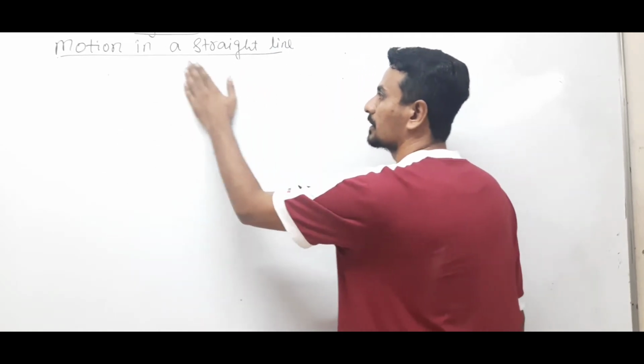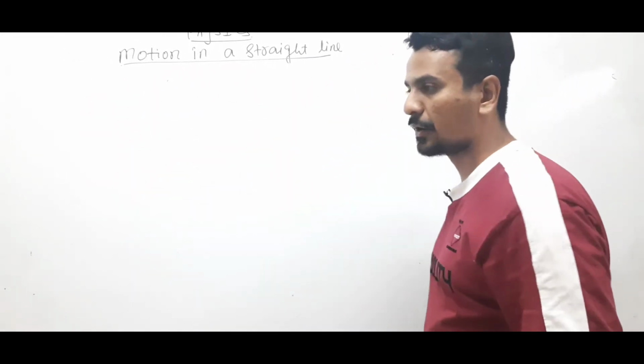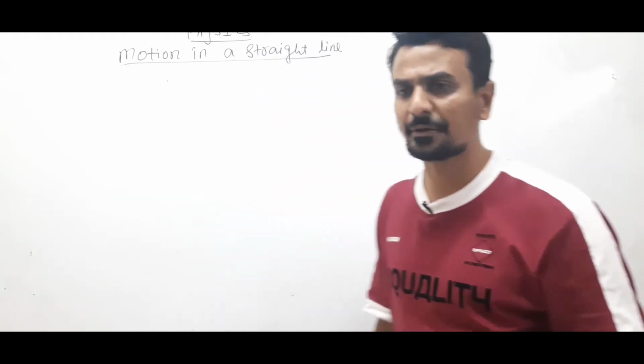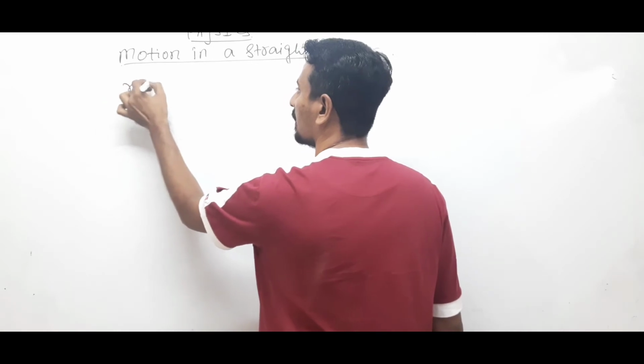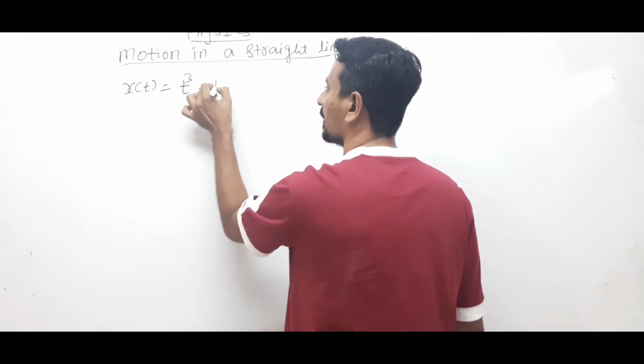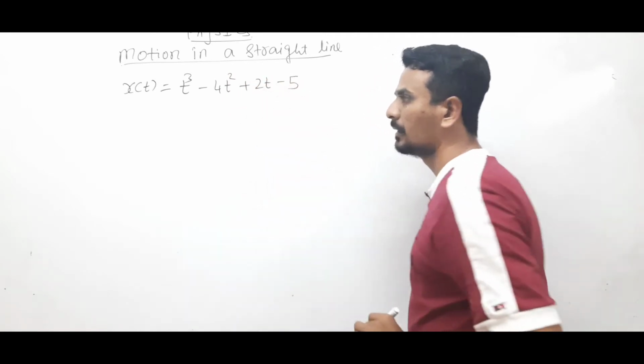See, by solving 2 to 3 questions, you will understand how to calculate average acceleration and how to calculate instantaneous acceleration. Suppose x of t is given as t cube minus 4t square plus 2t minus 5. Right?